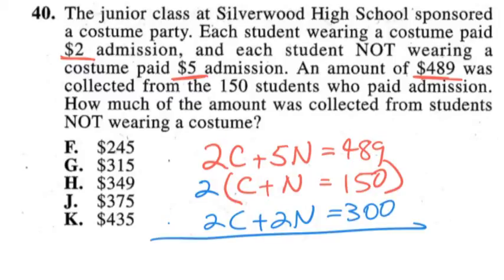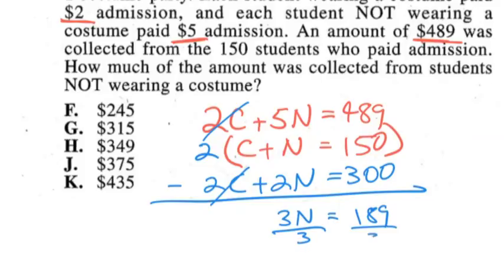I'm going to subtract the second equation. Now my C's go away, and I just get 3N equals 189. When you divide 189 by 3, you get 63 for N, making the answer 315, because 63 times 5 is 315, or G.